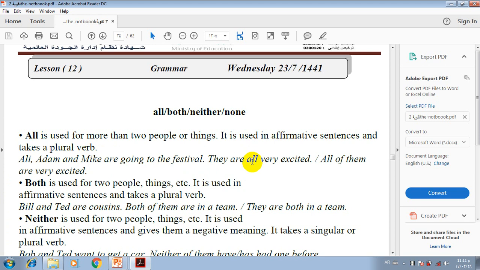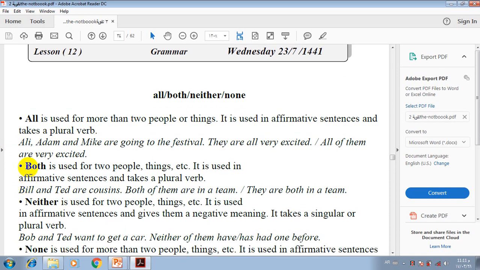And it takes the plural verb, like you see, all of them are. We can't say is here in this sentence. Now let's go to the word both. It's used for two people or things, and it's used in affirmative sentences and takes a plural verb.